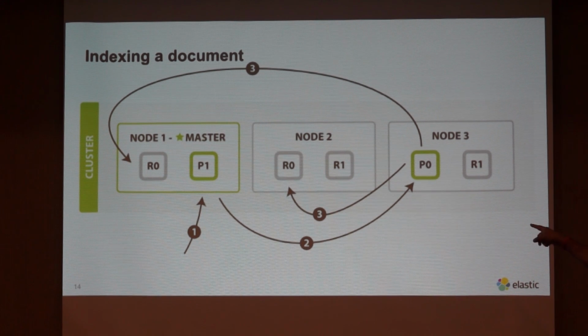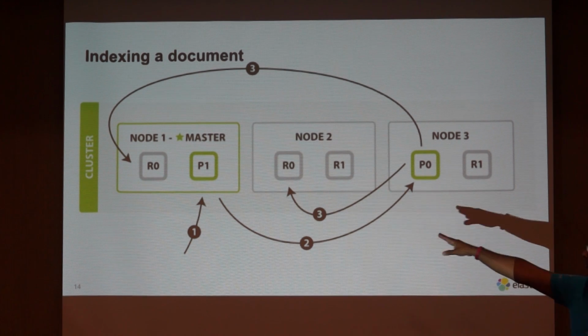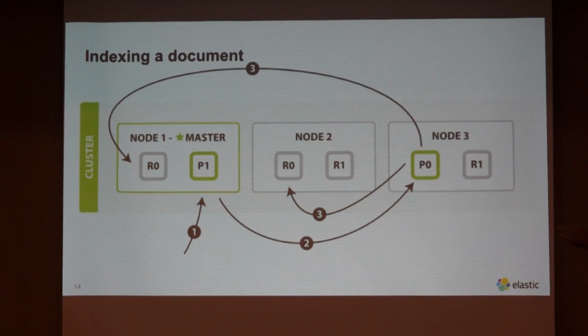That's why you see a P0. That's the primary of shard 0. And then you see an R0 here and an R0 there. And then you see a P1, and then you see an R1 here and an R1 here.